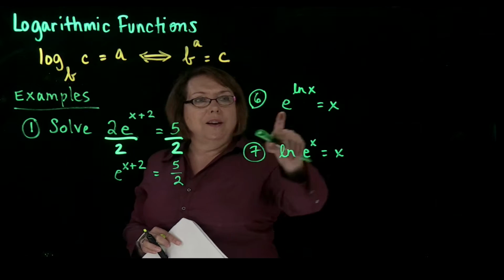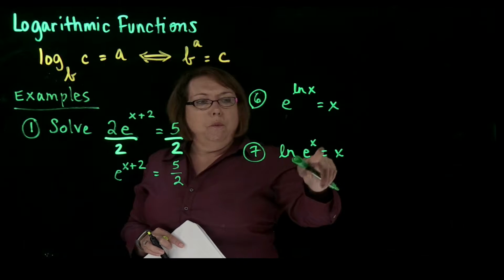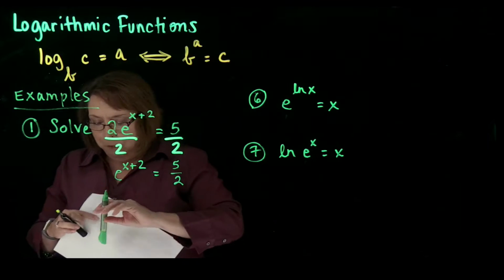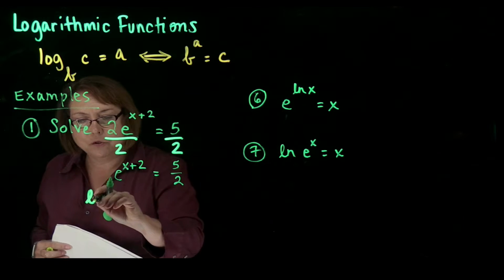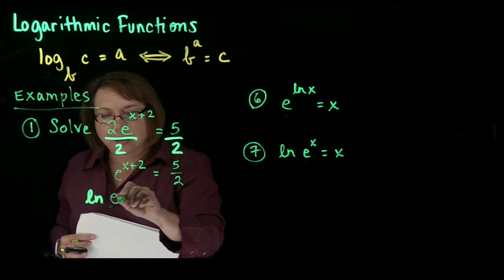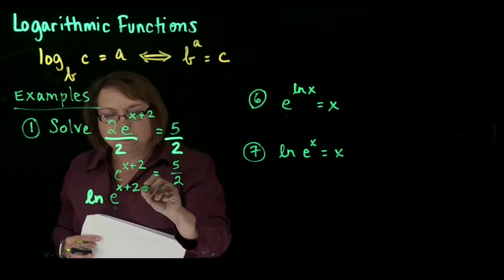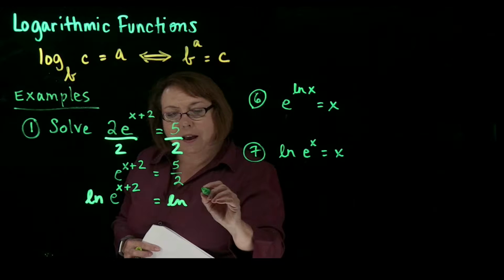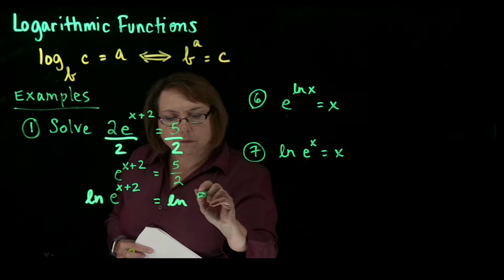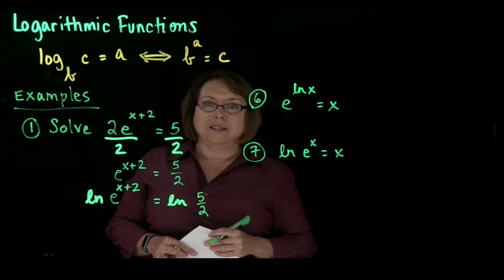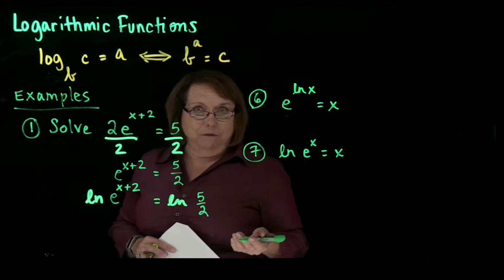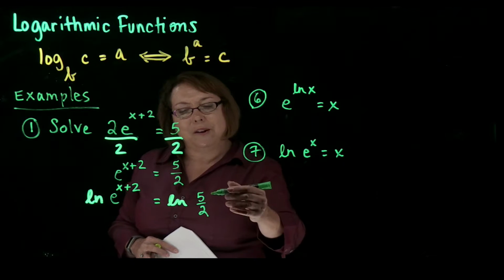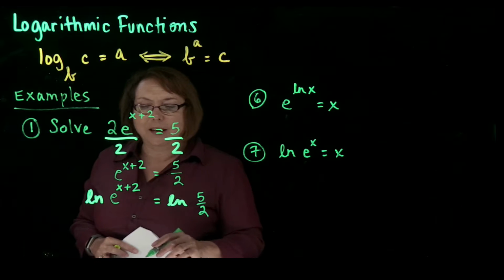So what do we have here? An exponential function. We want to undo it by applying a natural log to both sides. So I'm going to apply to the left side a natural log of e to the x plus 2 is equal to the natural log of 5/2, or 2.5. I can keep it as a fraction, write it as a decimal, or write it as a mixed number. That's not so helpful with the calculator. I think a fraction or decimal is usually easier.